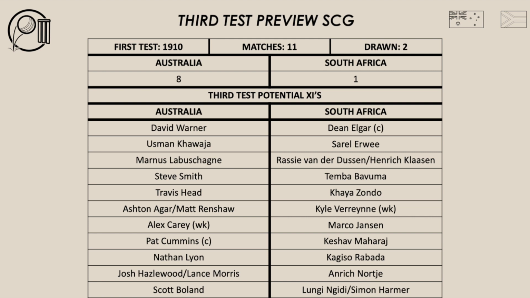So that's a selection conundrum for Australia. Who replaces Mitchell Starc? Either Hazlewood or Morris. So the potential 11 for Australia for the third test could be Warner, Khawaja, Labuschagne, Smith, Head, Ashton Agar or Renshaw, Carey, Cummins, Lyon, Hazlewood or Morris, and Boland.